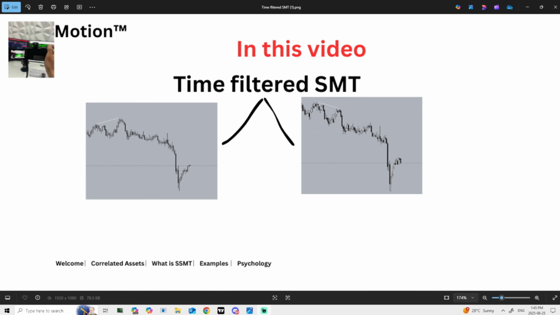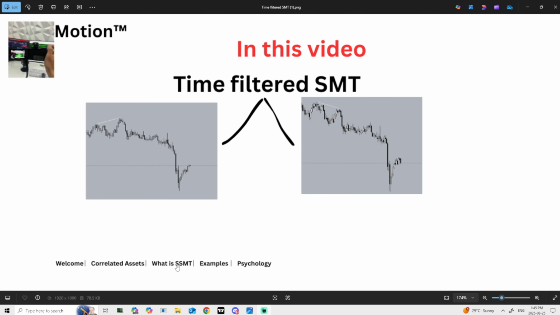Starting off, we're going to be talking about welcoming you and what you need. Second, the correlated assets you're going to use SMT with. Then what is SSMT. The day has 4 quarters, and we only want to see SMT between quarter 1 and quarter 2, quarter 2 and quarter 3, quarter 3 and quarter 4, and quarter 4 and quarter 1. I'll explain it later. This is time filtered SMT, and how you can catch the reversal. Okay, so let's get into it.